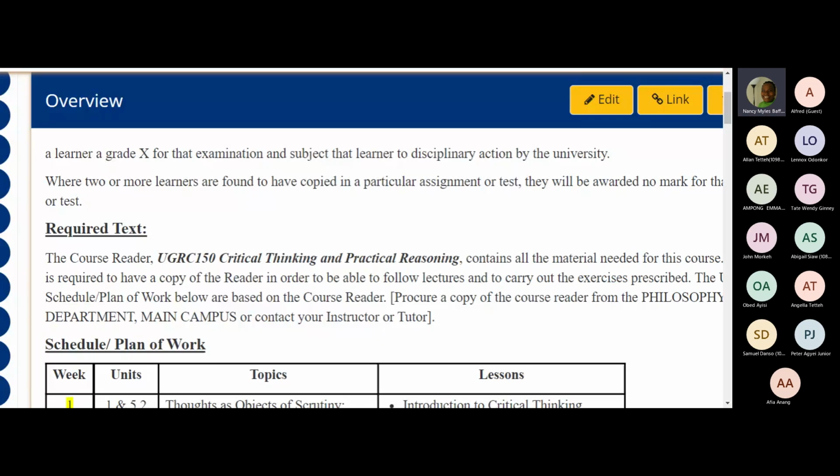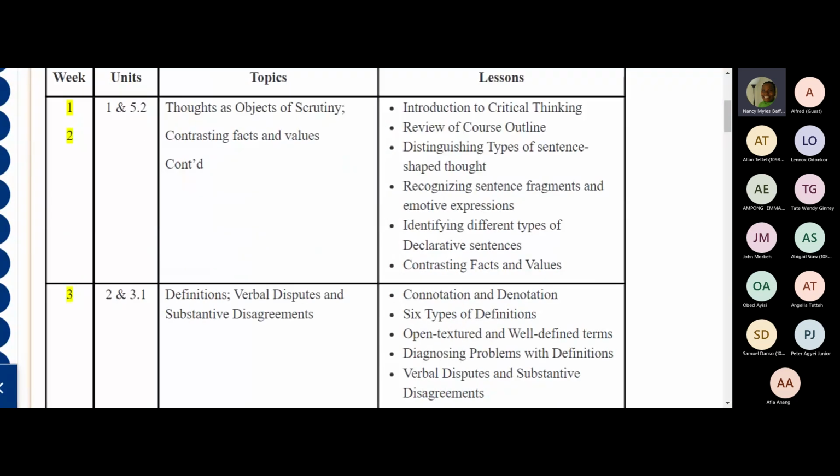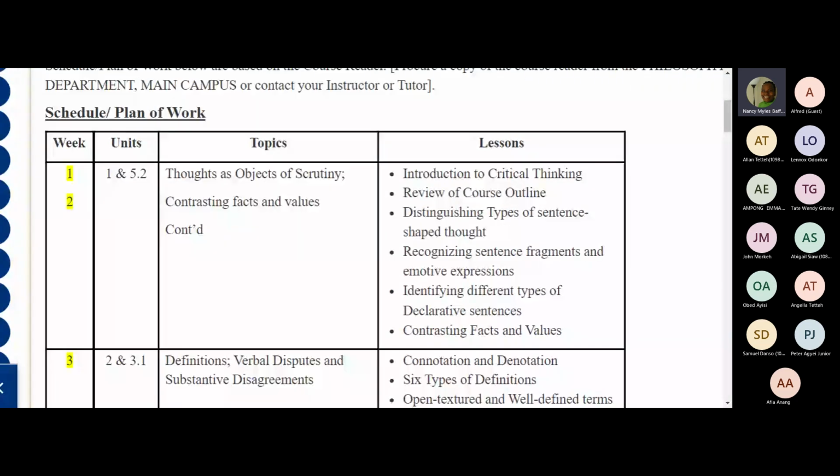The required tests, I've spoken about that topic 1. So when you go through this, you see, by week 1 and 2, the first 2 weeks are supposed to deal with units 1 and 5.2. 5.2 is unit 5, section 2. These 2 should be covered within the first 2 weeks. What are the topics there? Taught as object of scrutiny, contrasting facts and values.